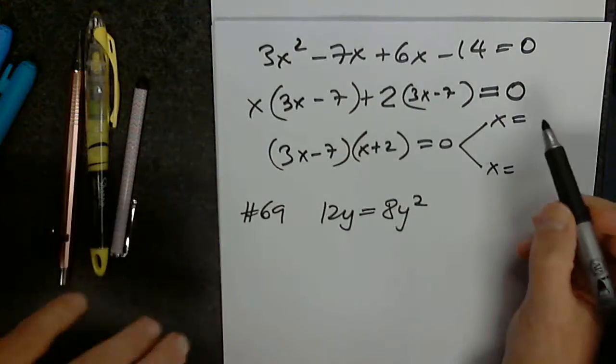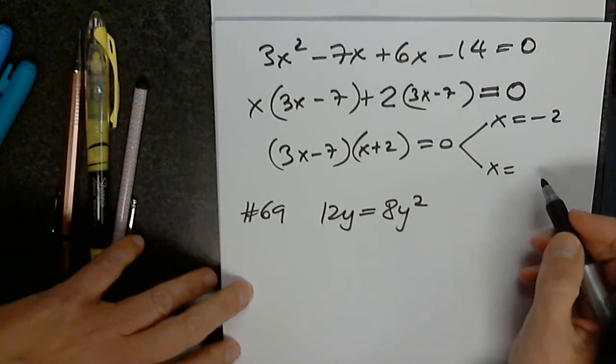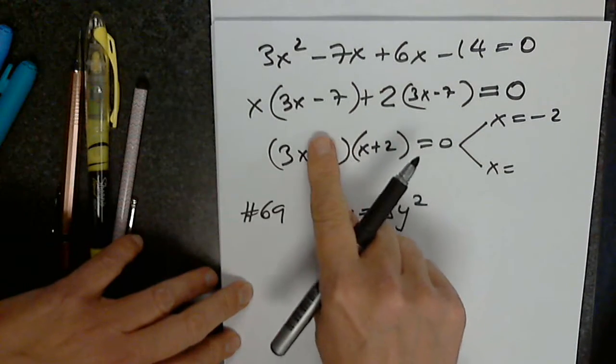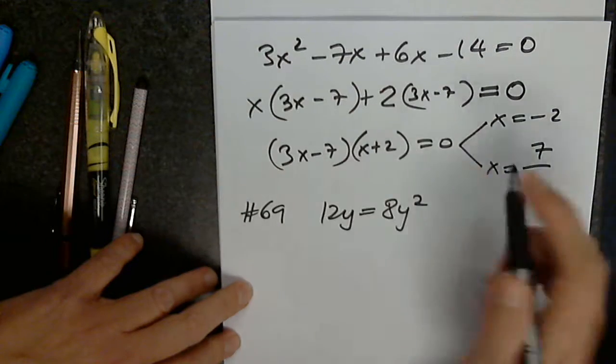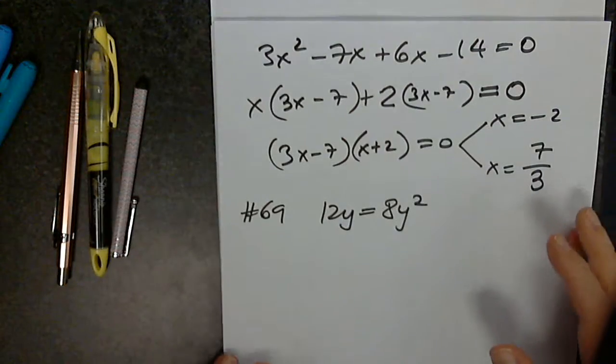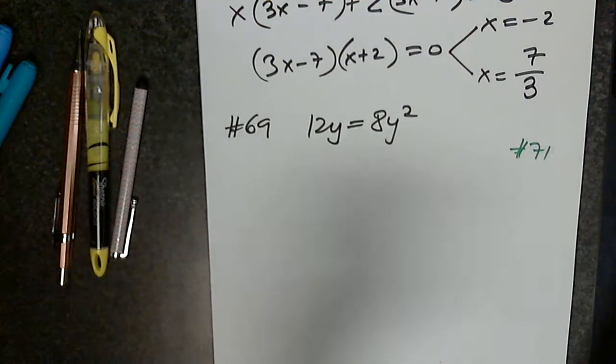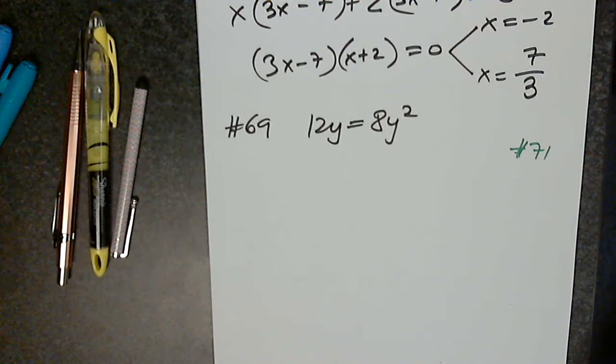Say it again. One of them is negative 2. And the other one is? Exactly. You move negative 7 to the other side. It becomes 7 divided by 3. Any questions, please? Any questions? Okay, here's your next problem, 69. And then 71. And then 64.